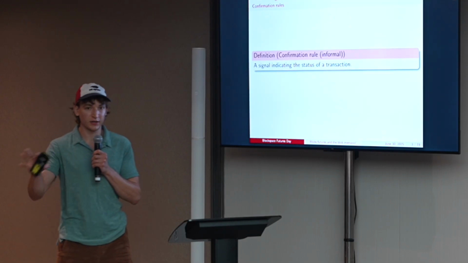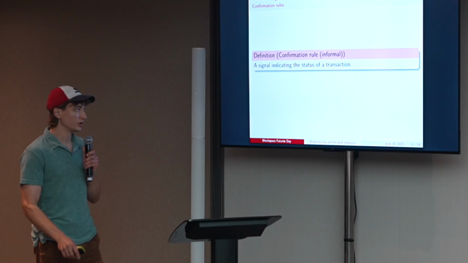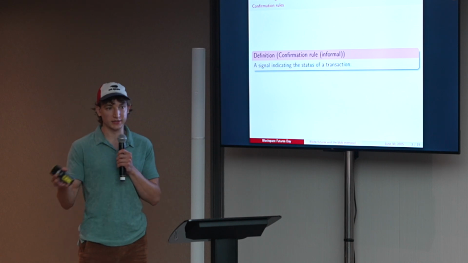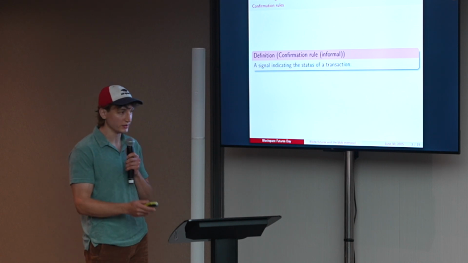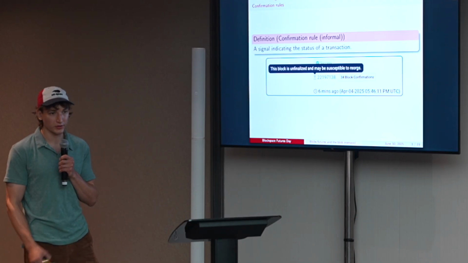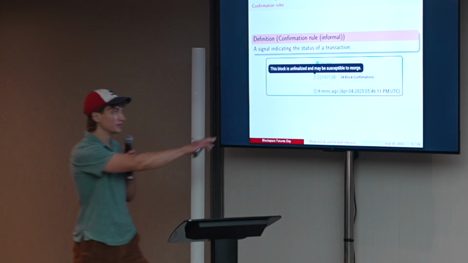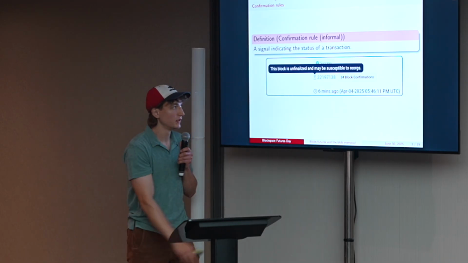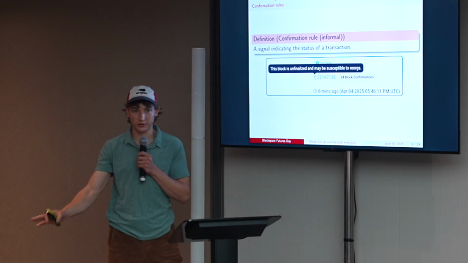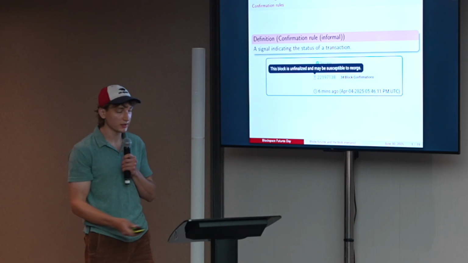Starting very much at the beginning, I think it's useful to ground our discussion in confirmation rules. I loosely define a confirmation rule as some signal about a transaction. And that signal can mean a bunch of different things. The normal first confirmation rule you get for an Ethereum L1 transaction is on Etherscan, they'll tell you that this block is unfinalized and may be susceptible to reorgs, but that it is included in a block, right? So this is saying 6 minutes ago there was a block that included your transaction. That's great, but the block is not finalized. But this is the first confirmation rule you get.